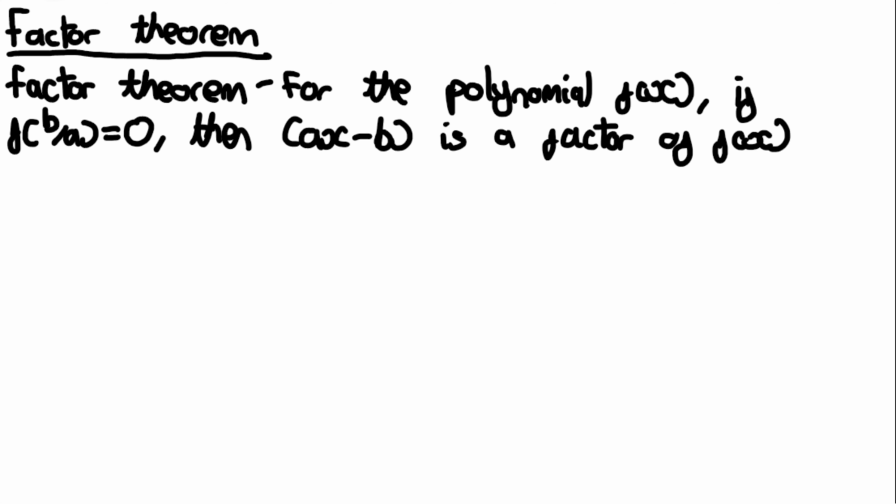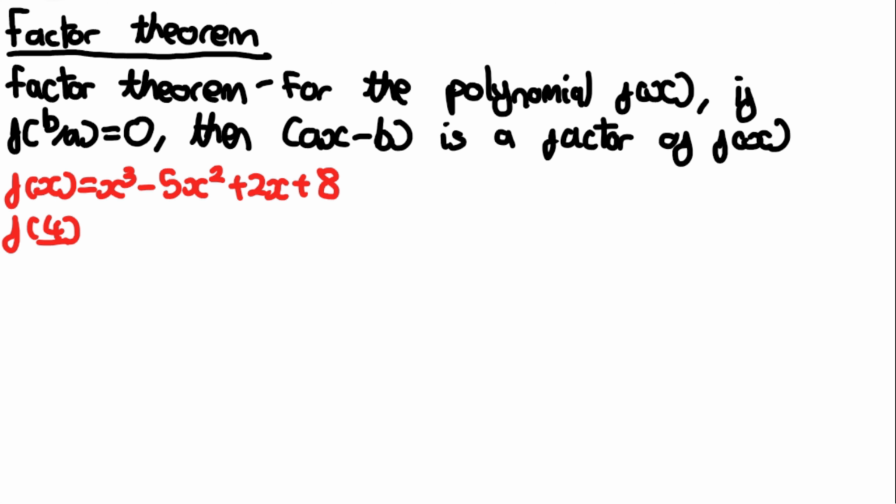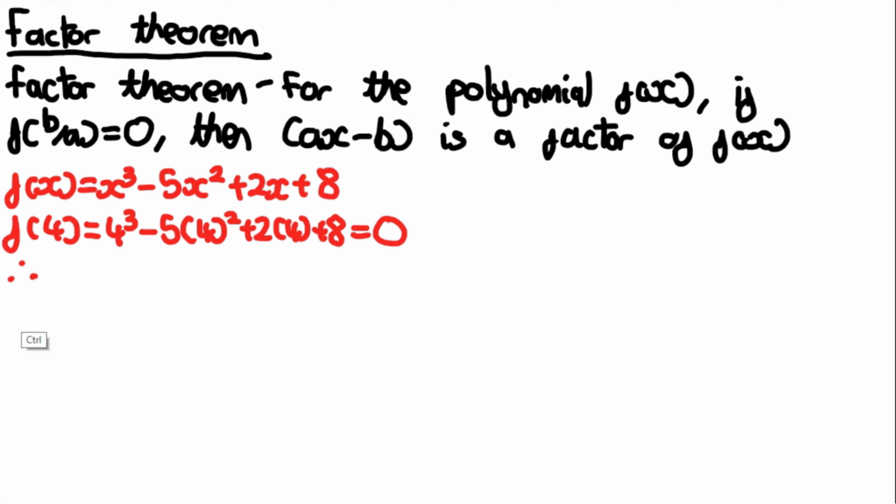So let's say that f of x is equal to x cubed minus 5x squared plus 2x plus 8. Well, if we do f of 4, this means that we sub in 4 for all the values of x. This is going to be equal to 4 cubed minus 5 times 4 squared plus 2 times 4 plus 8. And if we put this into a calculator, this is equal to 0. So therefore, I'm going to use these 3 dots here, kind of like in a triangle. This is a shorthand way of saying therefore. You can ignore it if you want. You don't even have to write it if you don't want to.